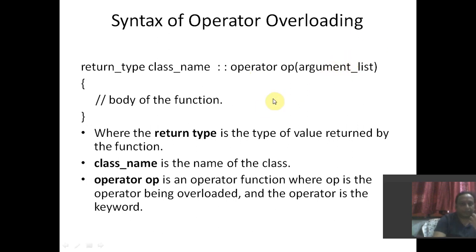Next, the argument list, then the body of the function. Here we are giving all the things. Return type is the type of value returned by the function. Class name is the name of the class. Operator op is an operator function where op is the operator being overloaded. As I said earlier, op means operator, either plus, minus, equal, whatever the operator is which we are overloading, that will be placed in the op area. And operator is the keyword.